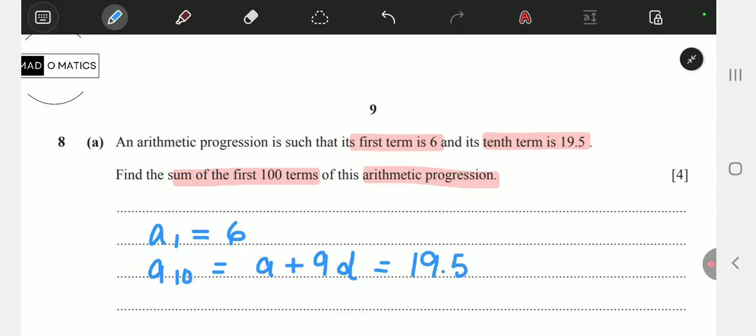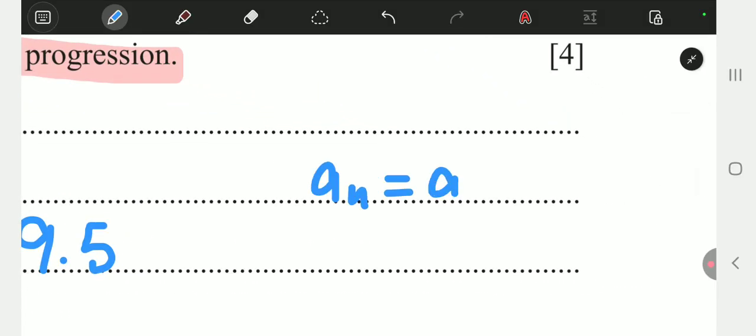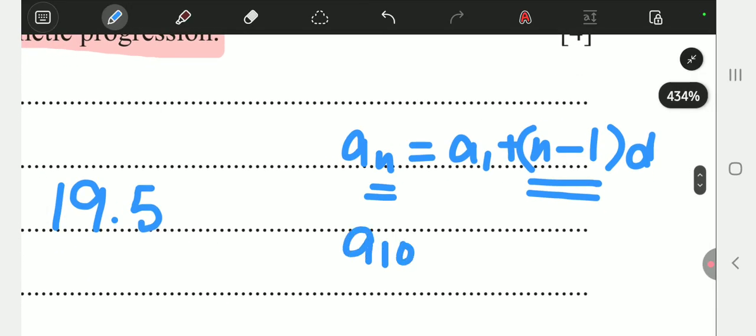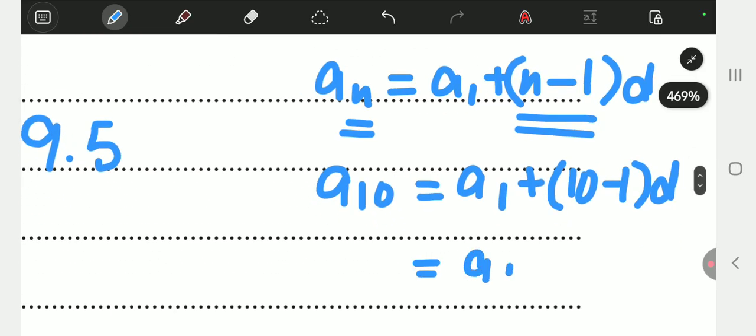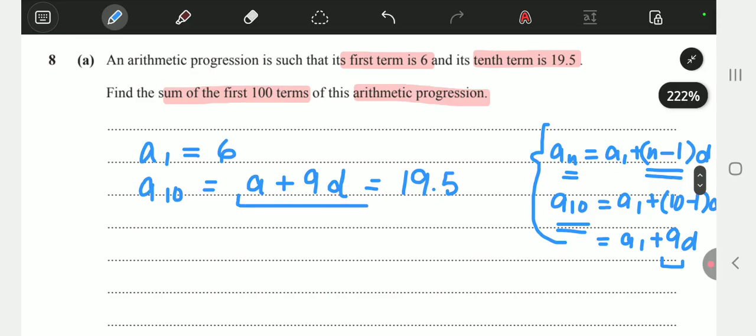How do we get a plus 9d? We know the nth term formula to be an is equal to a1 plus n minus 1 times d. So whatever will be n, here will be n minus 1. So if we have a10 here, a1 plus 10 minus 1 would be a1 plus 9d. So this is how we always generalize that whenever we have nth term, here will be n minus 1. Okay, so a plus 9d is 19.5, so we get this one expression out of it.